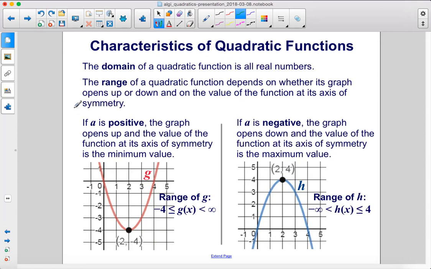The domain of a quadratic function is all real numbers. So from negative infinity over here to positive infinity over there, the domain is all real numbers.